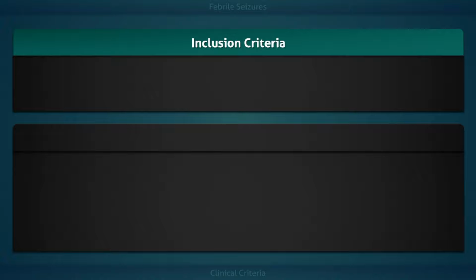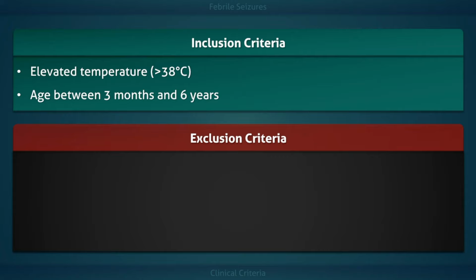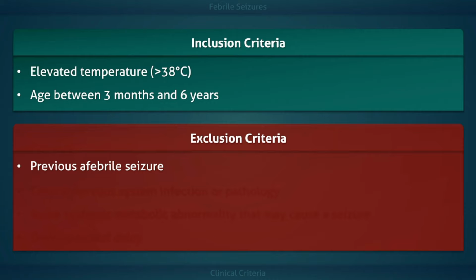There are two inclusion criteria for febrile seizures: a body temperature elevated above 38 degrees Celsius, and age between 3 months and 6 years. There are also four exclusion criteria: history of a previous afebrile seizure. A seizure that occurs in a febrile child is not considered a febrile seizure if that child has previously suffered an unprovoked seizure or has a specific epilepsy syndrome.